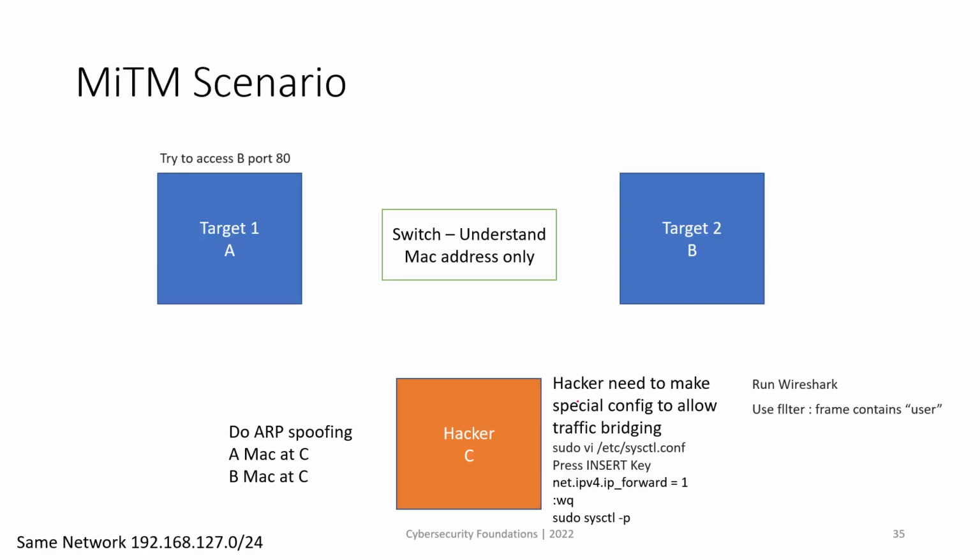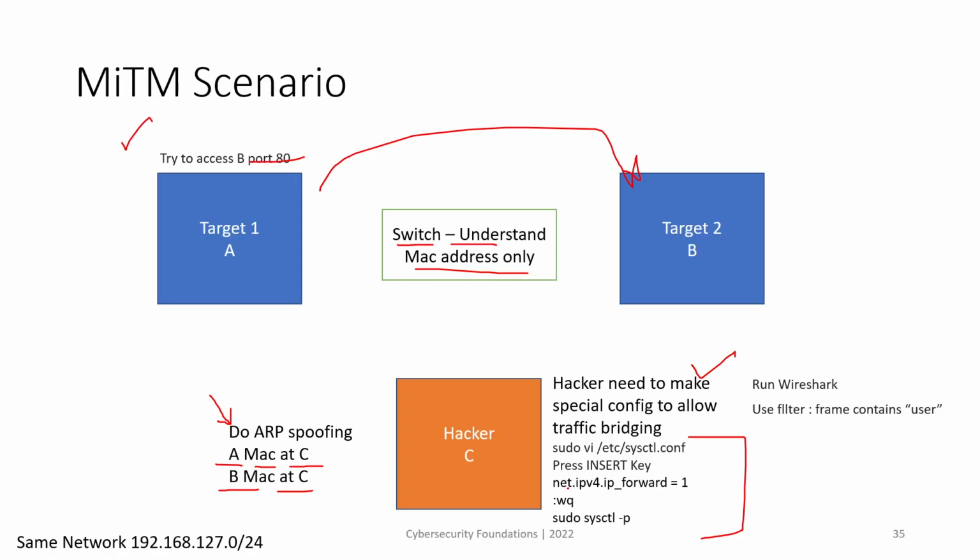In case you need to take a screenshot, I'm describing it step by step. So first I try to access B on port 80 to ensure they can reach each other. Here I clarify that the switch can understand the MAC address only. We will do ARP spoofing, and A will know that B's MAC is at C, and B will know that A's MAC is at C. The hacker needs to make a special configuration. I am specifying some other additional configuration that is not illustrated in the lab. However, the goal of this lab is not to teach you how to do man in the middle again. We are just trying to understand how significant the impact can be of the man in the middle attack and cyber attacks in general.